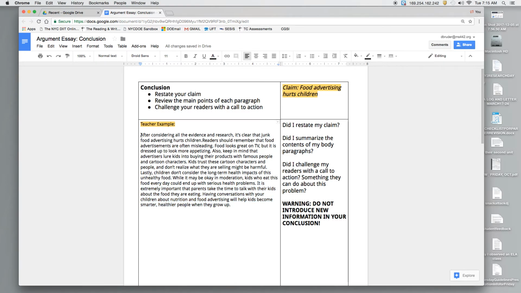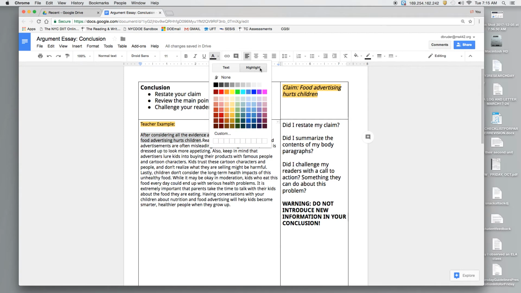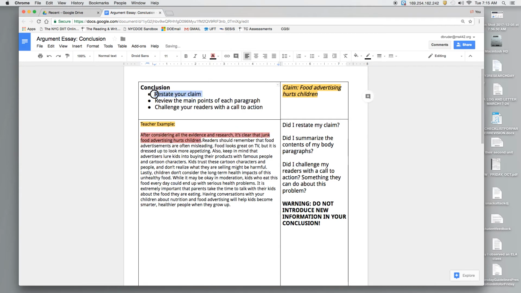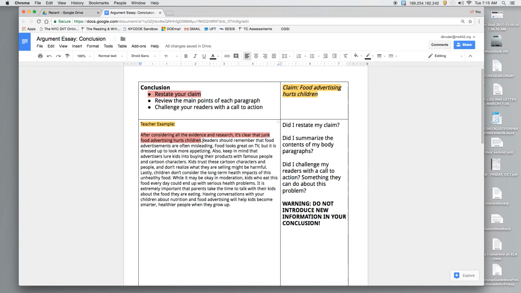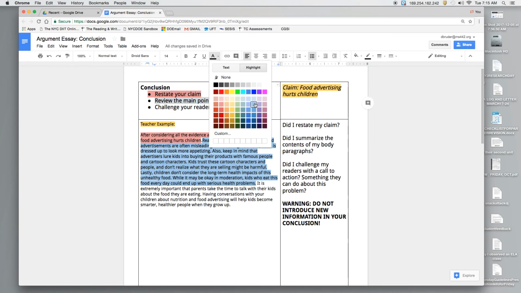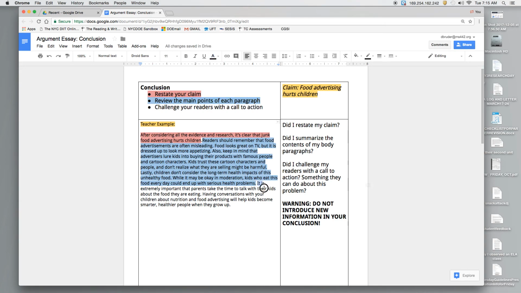The first thing to do is to restate your claim. It's one sentence, and I'll color code it here. Review the main points of your body paragraph. Remember to use transition words like first, or also, or lastly. And then your call to action. It is extremely important that ... and you can fill in the blanks like that.